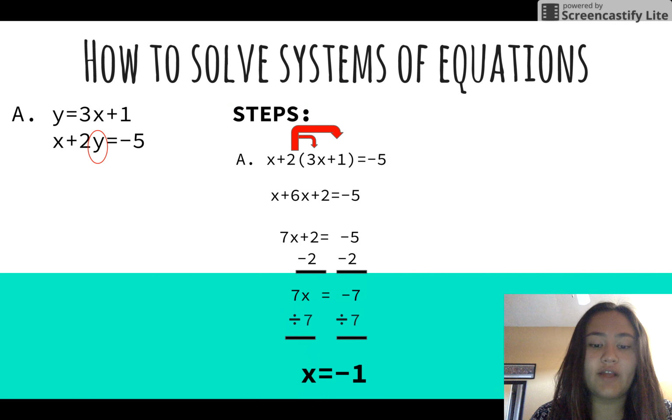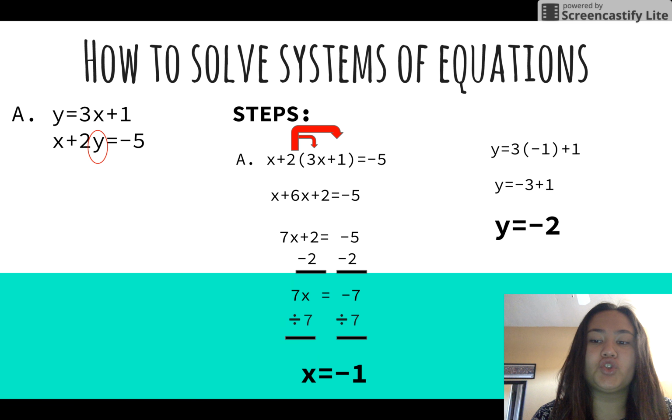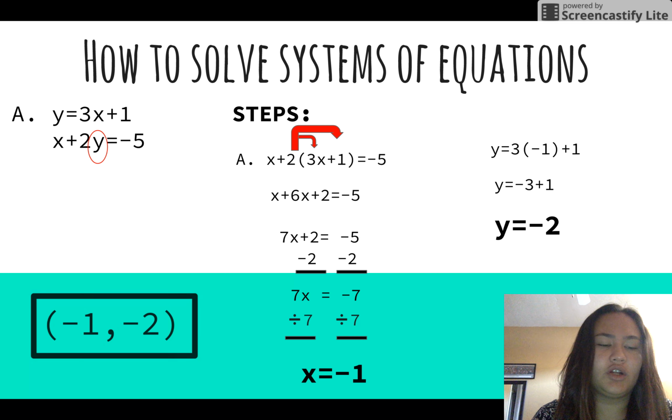Now that we have x, we can plug negative 1 into the equation like this. 3 times negative 1 plus 1, and that is going to equal negative 3 plus 1, which equals negative 2. Now that we have both values, we need to put them in an ordered pair, which is going to look like negative 1, negative 2, and this is your final answer.